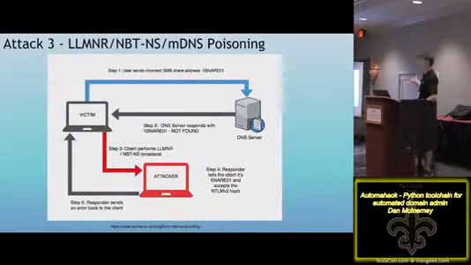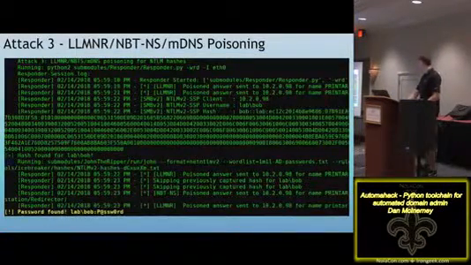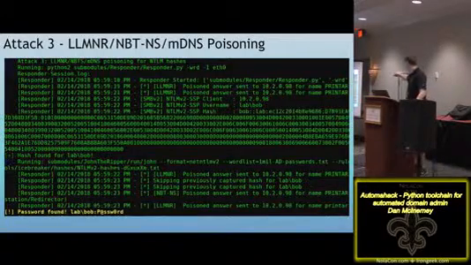This is kind of how LLMNR and NBT-NS poisoning works. It's pretty simple. You're basically just man-in-the-middling them. Computer sends out a packet. You respond to it faster than anybody else. And this is what it looks like in action. So you can see the NTLM hash is that long, long string of numbers and letters there. It says Bob, lab. Bob is the username. Lab is the domain. And Icebreaker will automatically crack that.